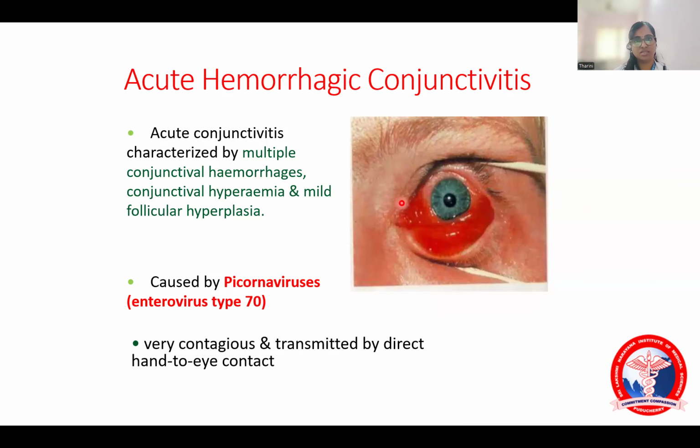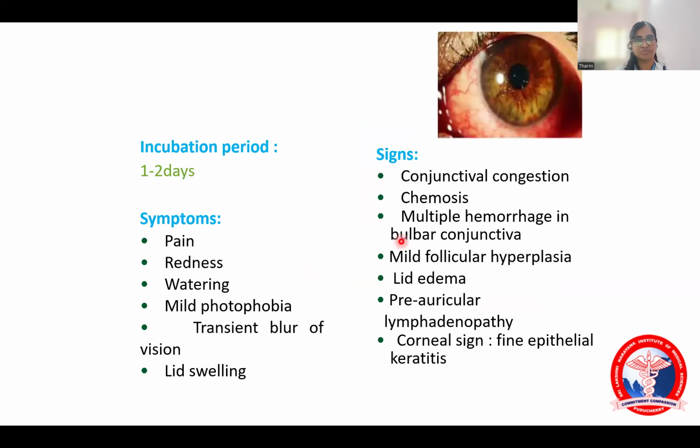Another condition is acute hemorrhagic conjunctivitis. This presents with multiple conjunctival hemorrhages, conjunctival hyperemia, and mild follicular hyperplasia. Usually it is caused by picornaviruses, that is enterovirus type 70. It is very contagious and transmitted by direct hand-to-eye contact. The incubation period is 1 to 2 days.